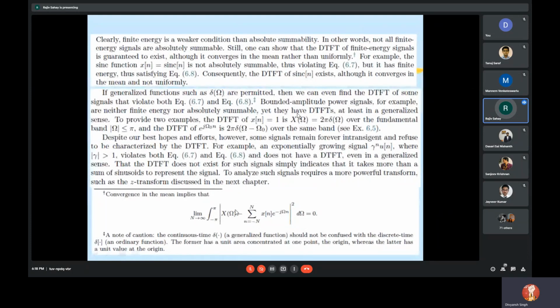So here you have X of omega, which is the DTFT, and here you have the summation going from minus n to plus n, where n is less than infinity. You are trying to find out the difference between X of omega and this term, and this term is supposed to be a continuous thing, therefore an integral, because the DTFT is a continuous spectrum, so the integral comes here, and you are taking the square of this argument.